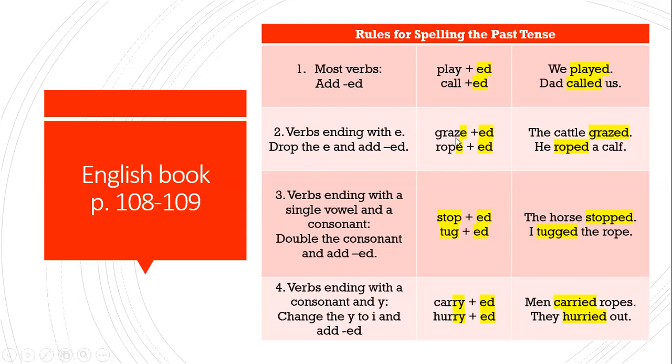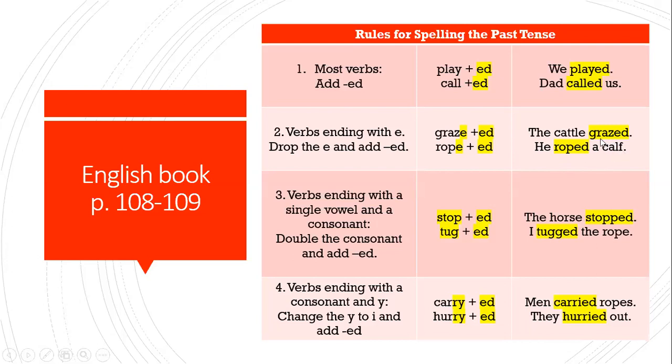For example, graze and rope. These are 2 verbs that end with e. So what are we going to do? We're going to drop the e. Dropping means that we're going to erase it. And then we add the ed. So the cattle grazed. He roped a calf, okay?